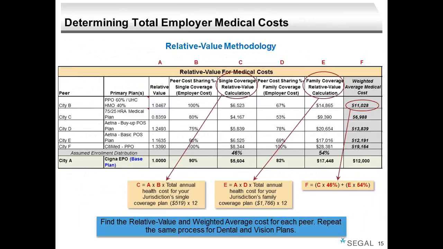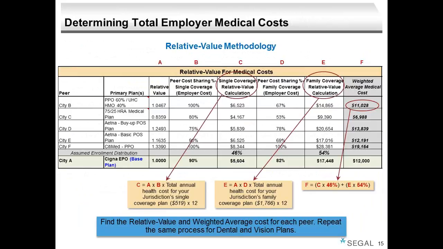Those 2 numbers were the total employer cost for medical coverage in City A. So for each one of these cities, for single coverage, we take into consideration the relative value of the plan of benefits and the share of the cost that is paid by the employer. In City A, 90% of the single coverage cost is paid by the employer. But in City B, 100% of the cost is paid. And in fact, in City B, not only is 100% paid, but the relative value of the plan is about 5% greater than City A.